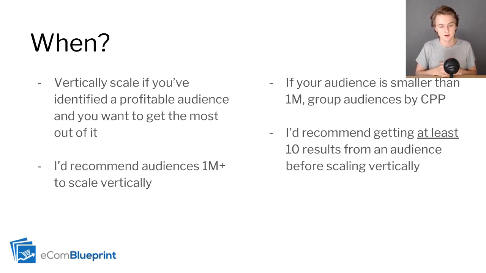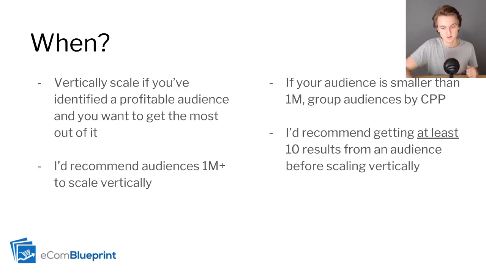And so I'd recommend audiences of at least a million people or more to scale vertically. Smaller than that, you're going to have a hard time scaling a lot. As you start scaling, the cost per result is going to go up quite a lot unless you have a larger audience. So one thing that you can do, if your audience is smaller than 1 million, is group the audiences by cost per purchase. This is something that I talked about in the scaling by grouping video. You can scale by grouping to vertically scale, right? Because you want to have larger audiences when you scale vertically.